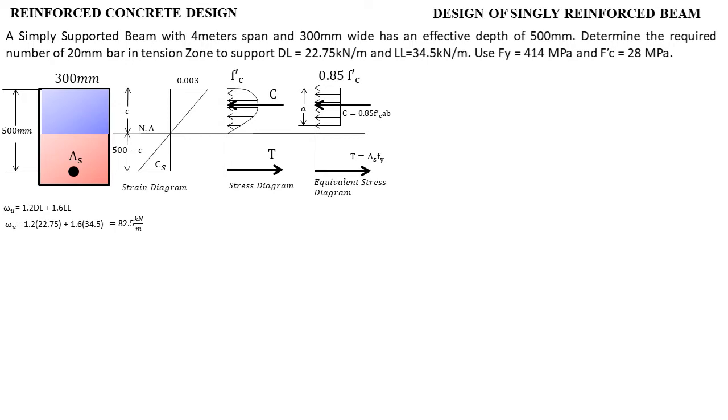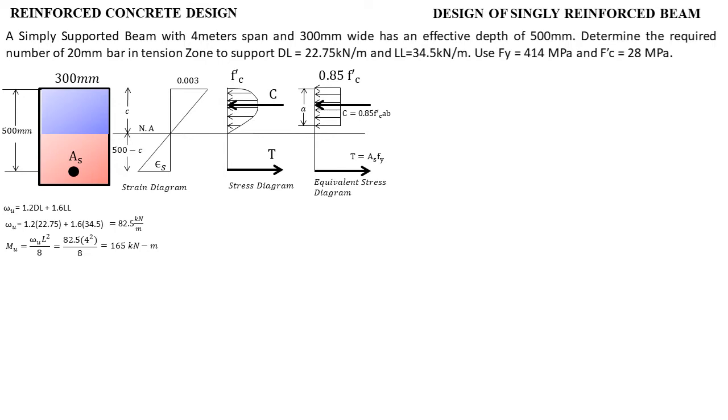Okay, since it is a simply supported beam, the maximum moment is located at mid-span, and that is equal to the uniform load multiplied by L squared over 8, and L is equal to 4, which will give us a factored moment equal to 165 kilonewton meter. Okay, so now that we have the moment, we are ready to solve the area of steel.